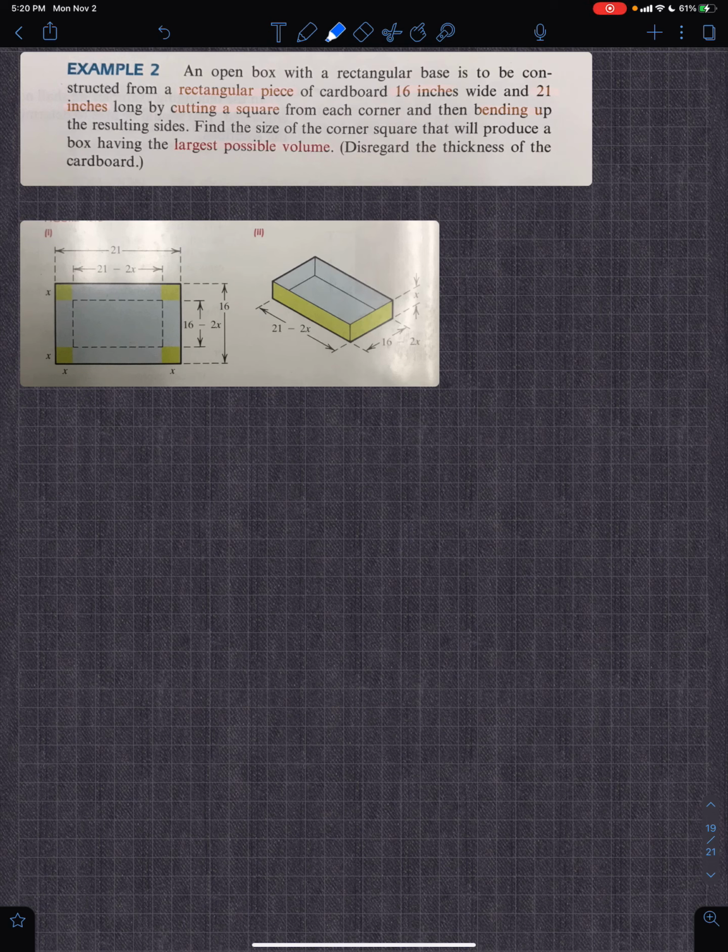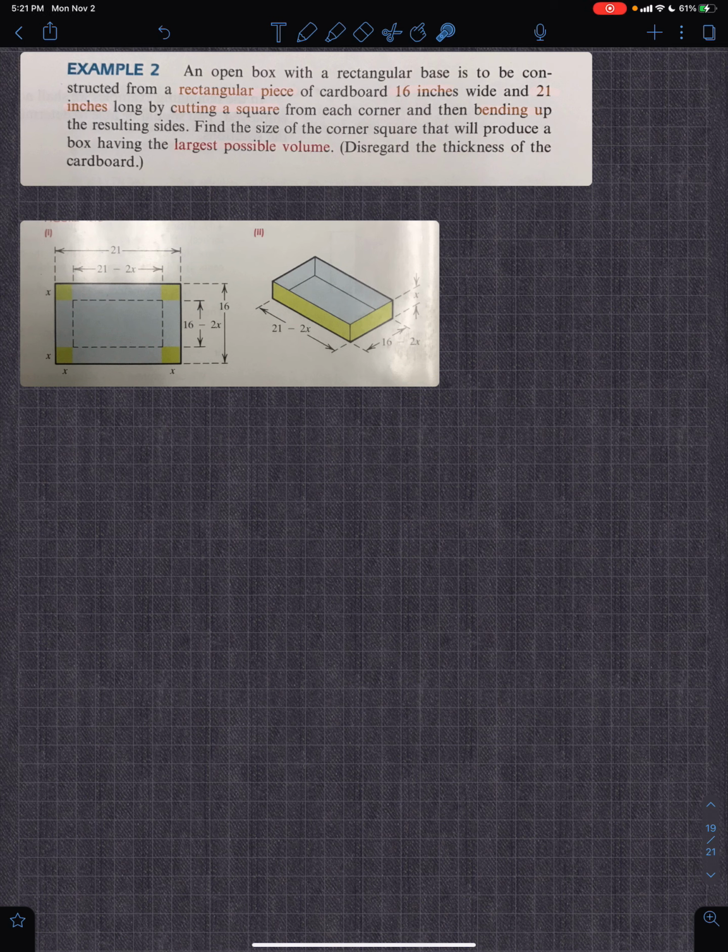Let's look at another example of applications of the derivative. So let's read this example, or you can pause it and read it. I'll read it to you though. An open box with a rectangular base is to be constructed from a rectangular piece of cardboard 16 inches wide and 21 inches long, by cutting a square from each corner, then bending up the resulting sides. Find the size of the corner square that will produce a box having the largest possible volume. Disregard the thickness of the cardboard.